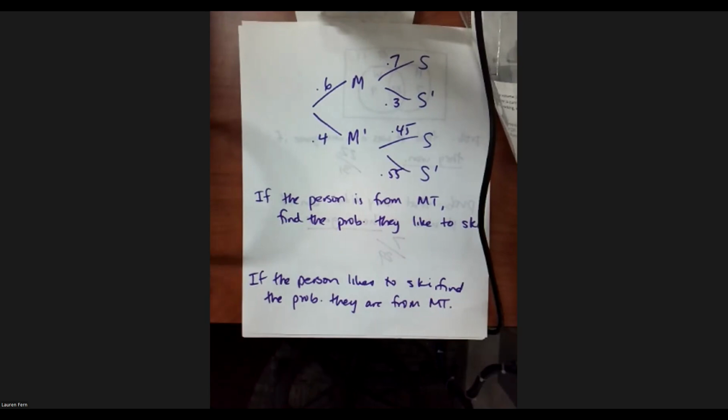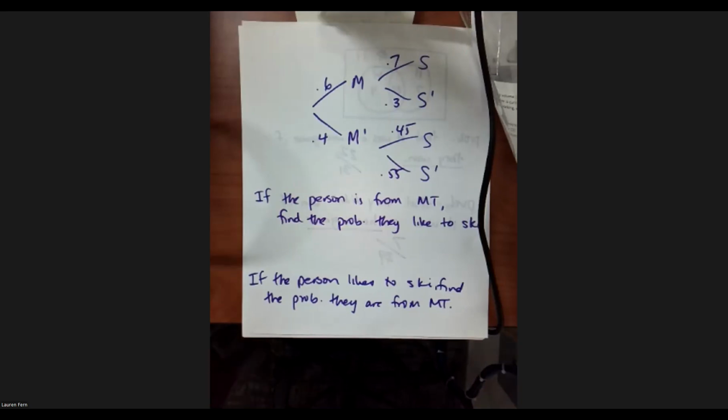Notice it's the same 2 events, but we're in the... wow, so weird. Like, all the way over here. So notice in the first one, though, we're assuming that they're from Montana, and we want to find the probability they like to ski. Whereas on the other hand, we're assuming they like to ski, and we want to find the probability that they're from Montana. So you see how there's this back and forth. Okay.